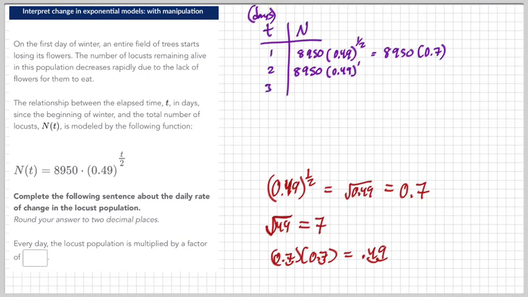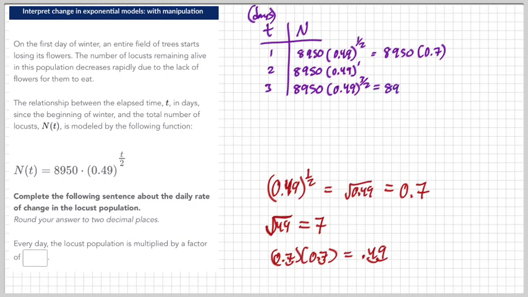Okay, now let's look at day 3. Day 3, we plug in the 3, what do we get? We get 3 over 2. Now, how do you guys say this, 3 over 2, like officially? Do you guys know how? I guess. 3 halves, right? It's 3 halves. So that means there's 3 of these.